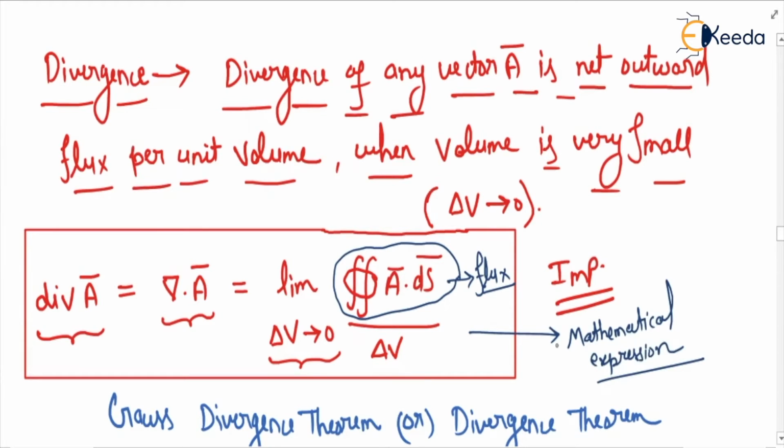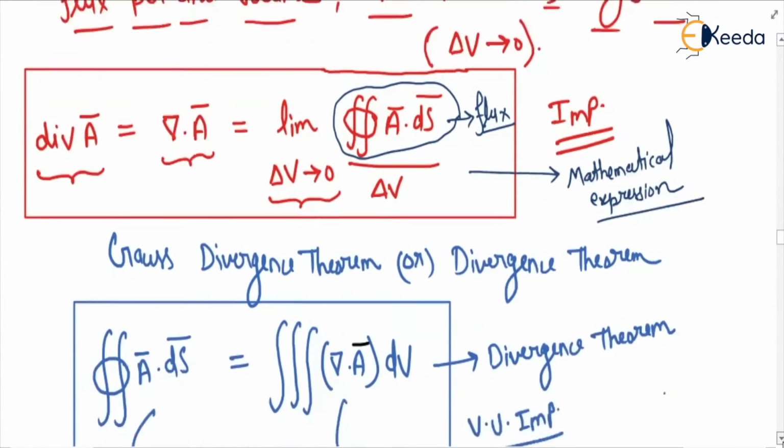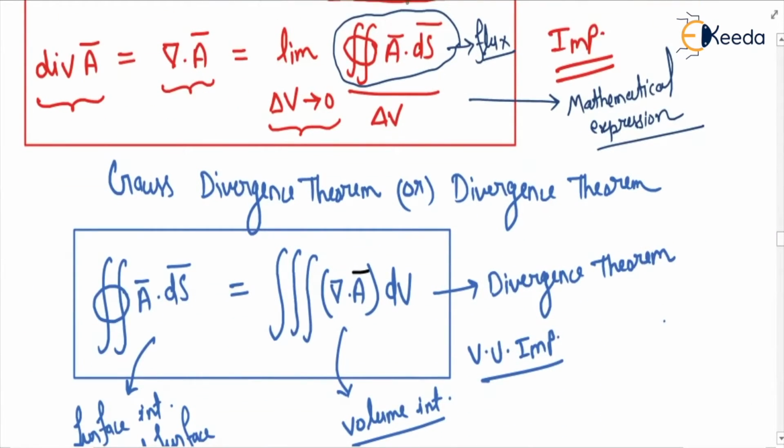Now, from this mathematical expression, we can derive the Gauss divergence theorem, or simply the divergence theorem. This term flux, which is the surface integration of vector A dot dS vector, is equal to the volume integration of del dot A dv. So this is called the divergence theorem. It is very important for our subject.